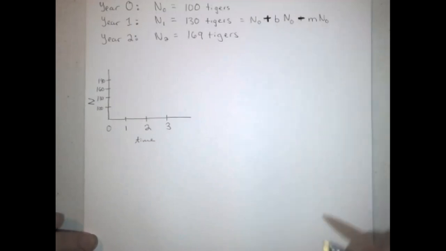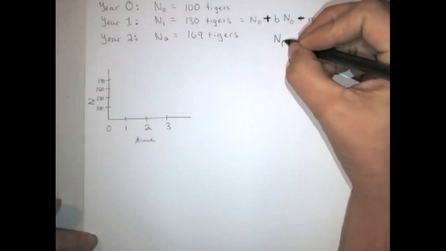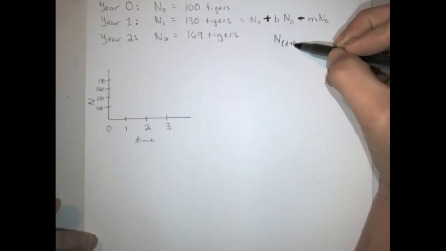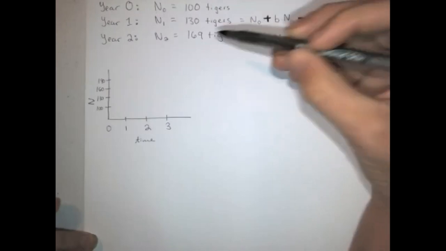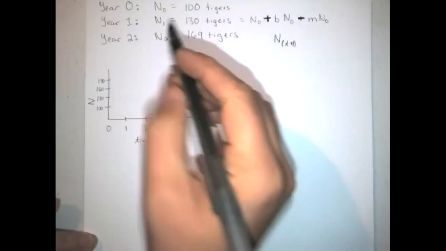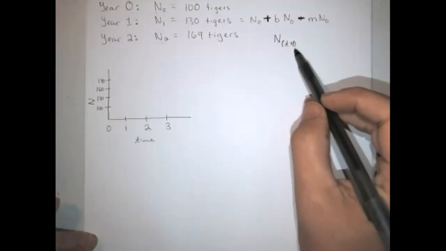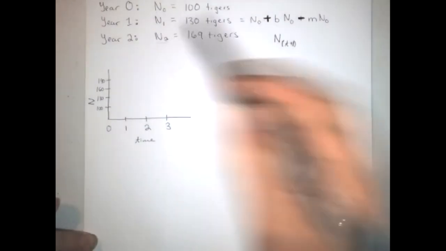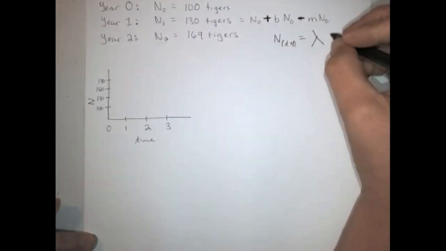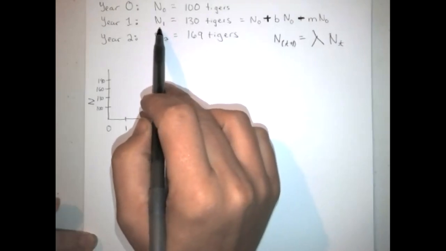Essentially this can be rewritten as N t plus one, the size of the population at the next year. So for example, if we want to know the population size at N2, we can say N1 plus 1 would give us that N2 equals lambda times the size of the previous year's population.